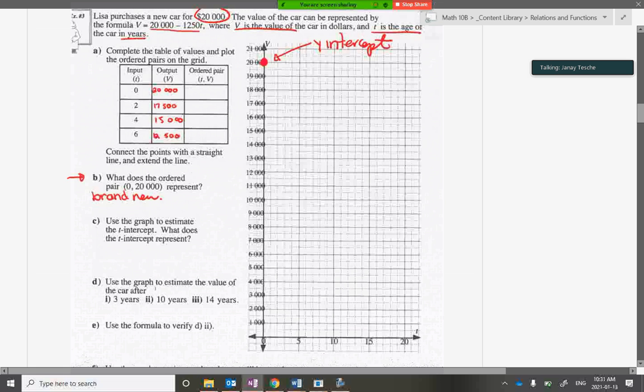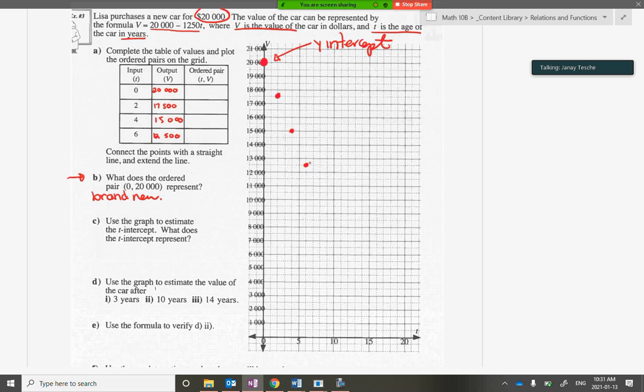So at 2, we're going to have a data point right here. Then 4. Are those forming a nice straight line? Yeah, so this is a linear relation.